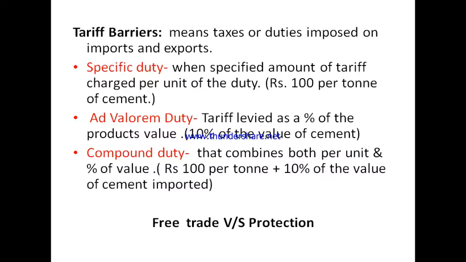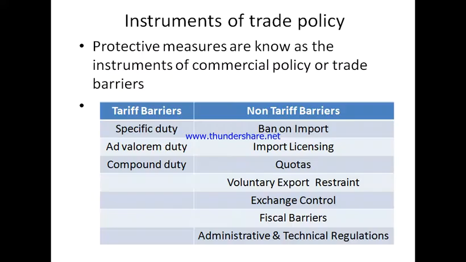Ad valorem duty is when we are charging the taxes in the form of percentage, like 10% of the value of cement. Then compound duty, when we charge both specific and ad valorem duty, like rupees 100 per ton plus 10% on the value of the cement imported. So it is called compound duty. These are the tariff barriers that we are imposing on our import and export. Then there are non-tariff barriers.